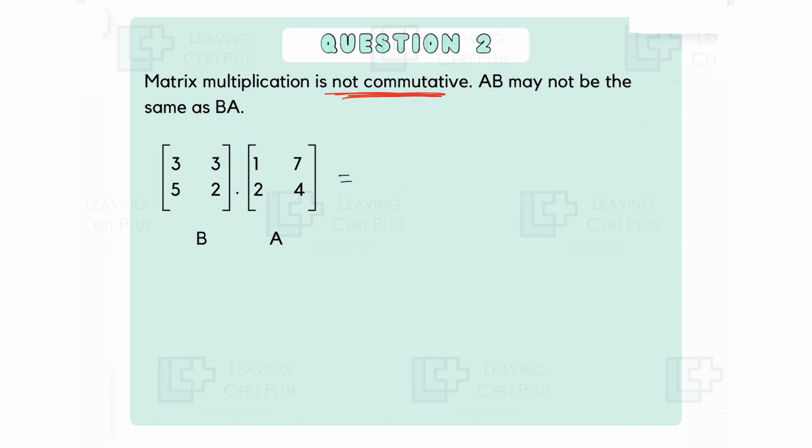So let's try this one yourself. Try to multiply B by A. Just remember row by column.